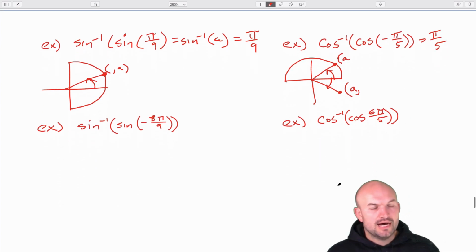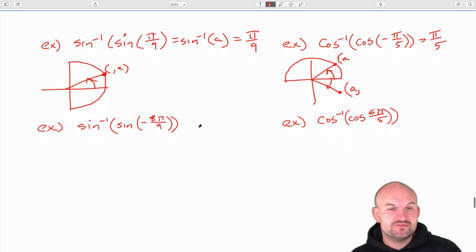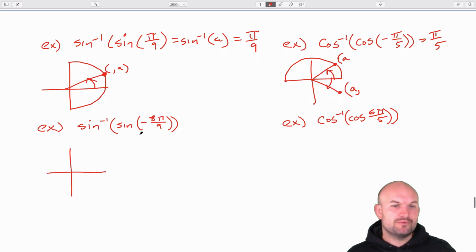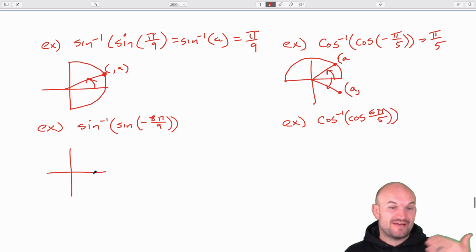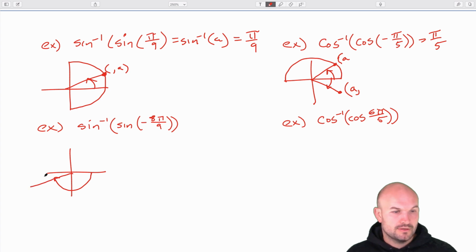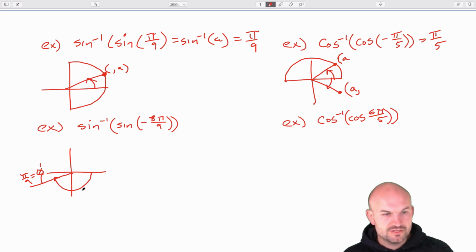Okay, let's do another one with sine. So this one is going to be at negative 8 pi over 9. So let's go ahead and graph where that would be. Again, we know that 9 pi over 9 would be halfway around a circle, right? So negative 8 pi over 9 is just going to be just short, right? And that's going to give us a reference angle here of pi over 9. Now again, remember reference angles are always positive, right? So that's going to be our reference angle, pi over 9. So that's negative 8 pi over 9.